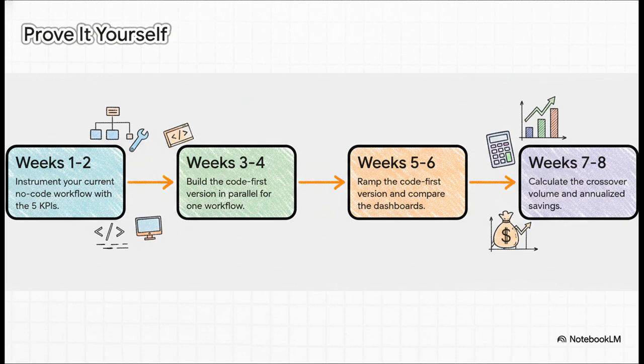And listen, you don't have to just take my word for any of this. You can prove it to yourself with a really simple, low-risk test. First, just start measuring your current system with those 5 KPIs. Then, build a code-first version for just one of your workflows. Run them side by side, look at the dashboards, and just let the data tell you the story. The results are going to give you all the ammo you need to make the case.